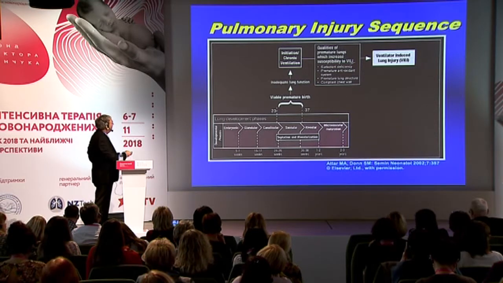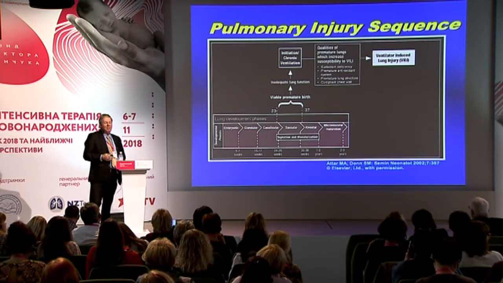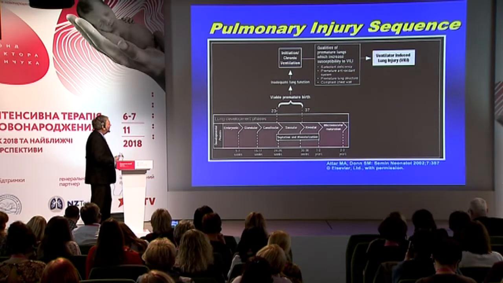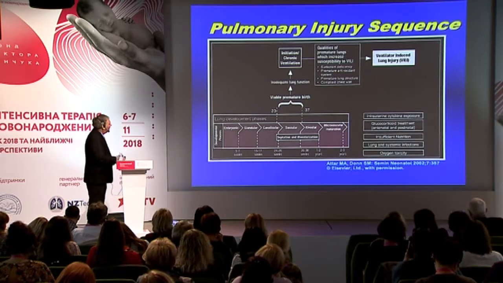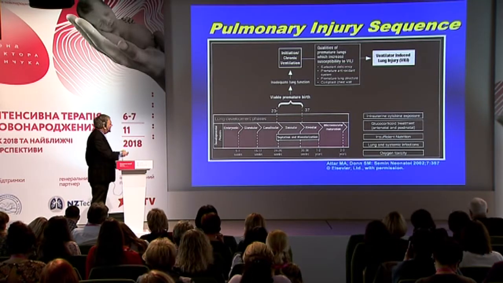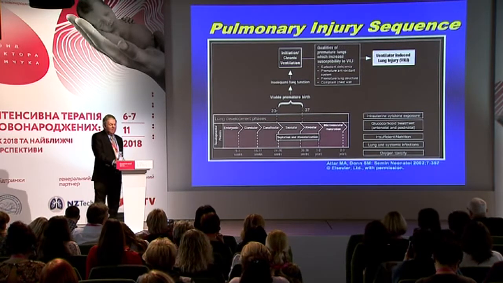Now, all of these things can transpire to produce an entity that we recognize as ventilator-induced lung injury. But this isn't the end of the story, because there's another pathway, which you see here, and this includes number one, intrauterine cytokine exposure.